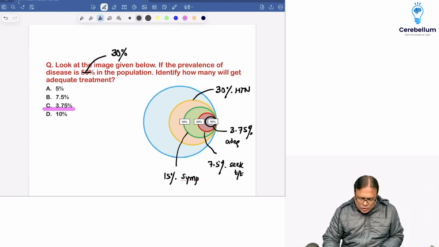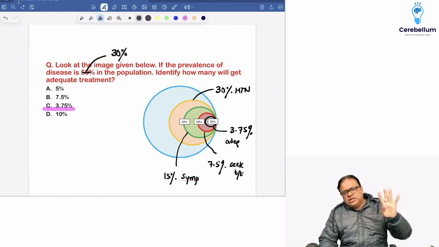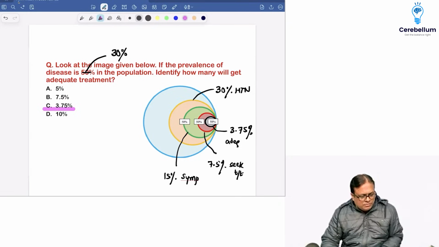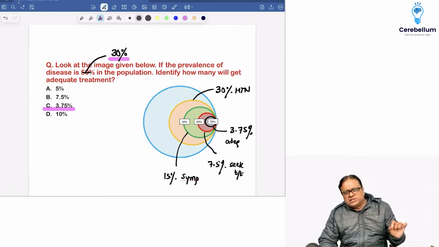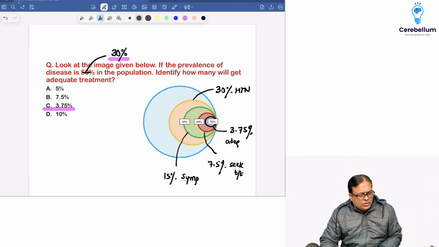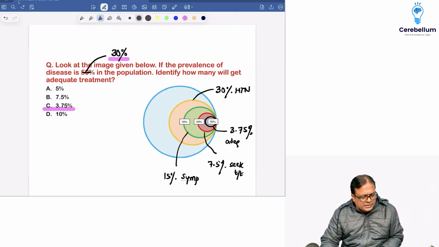Okay. No image was there. See, even if an image is not there, we know there are four things. Total population, 50% have hypertension. Half of them get symptoms, half of them seek treatment, half of them get adequate treatment. So within the total population, there are four circles inside. This we have to remember, right? I'm sure that this question was there. This has been confirmed by many students: 30% prevalence, and they asked how many get adequate treatment. Yes, this is true for developing countries also, developed countries also.